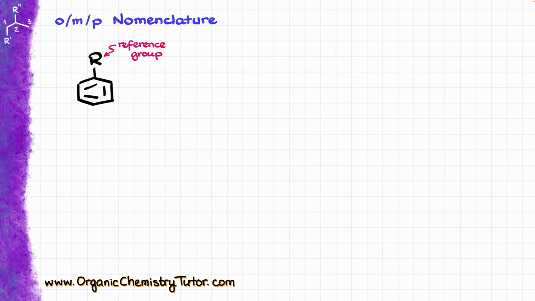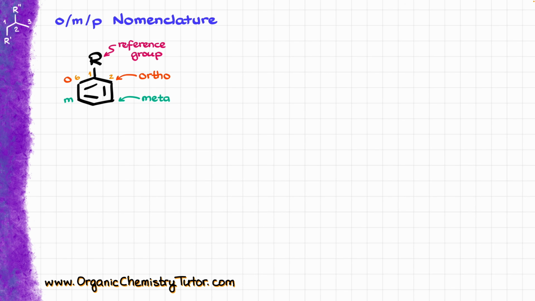Typically, your reference group is going to be the group with the highest priority, so that might be your OH or carboxylic acid or whatever might be the case. Now, the reference group is typically going to be the one where we are going to have our number 1 or carbon number 1. And the positions right next to that, which are going to be our carbons number 2 and 6, those are going to be your ortho positions.